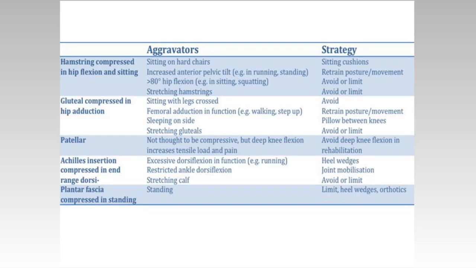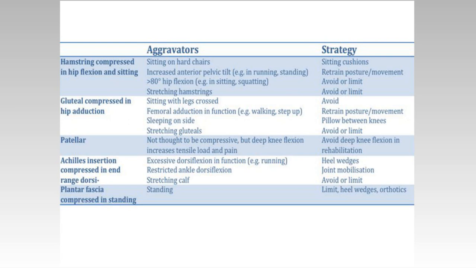This is something that I'd like you to go away and probably have a look at in more detail. It's something that we wrote for a recent paper on management of lower limb tendons, going through the hamstring, the gluteal, the patella, the Achilles, and the plantar fascia. What sort of compressive factors do you want to avoid, or what sort of things cause issues?